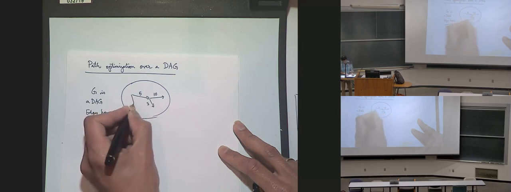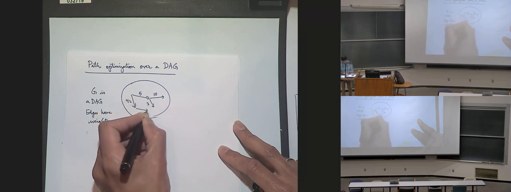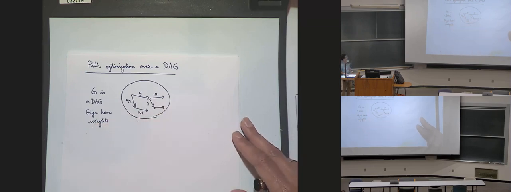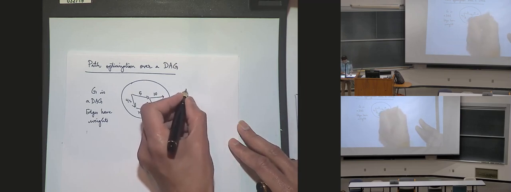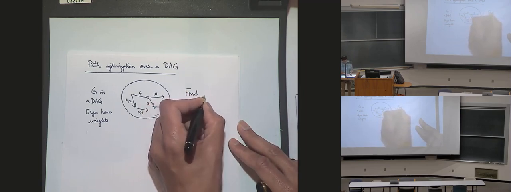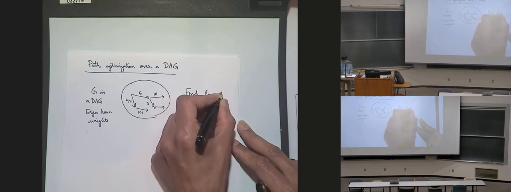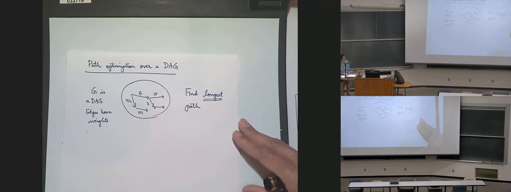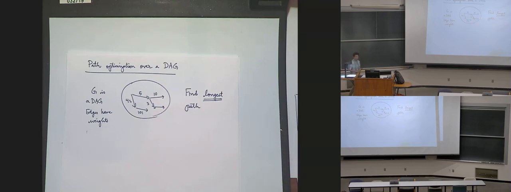Three, 42, 101, whatever. And so the problem is find the longest path. So not shortest paths, but find the longest path in a DAG. That's the question. Make sense? So there's obviously some path that's the longest. How do you find the longest path?